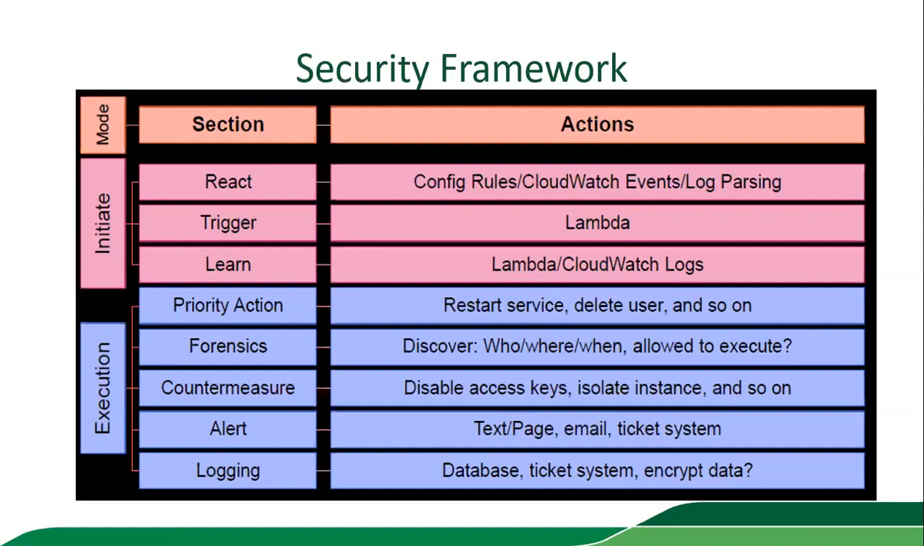Then you can take countermeasures like disabling an access key, isolating an instance, and so on. Then you can send an alert. For alerting, you have SNS. Using the notification service, you can send an HTML alert, or you can send an email, or you can send an alert to the ticketing system. And then logging. Logging, again, can be done in the ticketing system. It can be logged in a database, depending upon where you are logging your incident. So this is about the security framework.